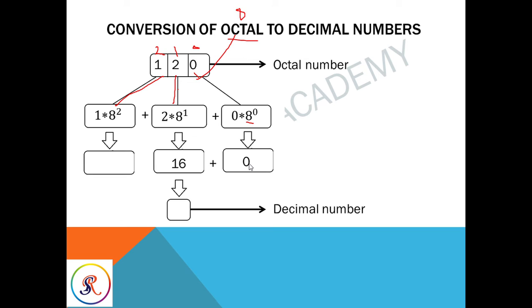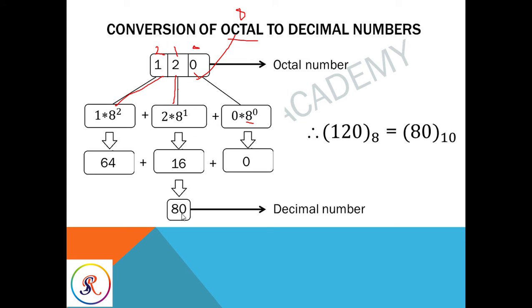Next 2 into 8 power 1 is 16, 8 into 2 is 16, and 8 into 8 means 64, into 1 is 64. Then after that we have to add these three numbers. So 64 plus 16 we will get 80. So is it clear now? When we convert the octal number to a decimal number, for example 120, we got 80. Then please remember, when an octal number is converted to decimal, we will get a smaller value. Here 120, so we will get a value less than 120.